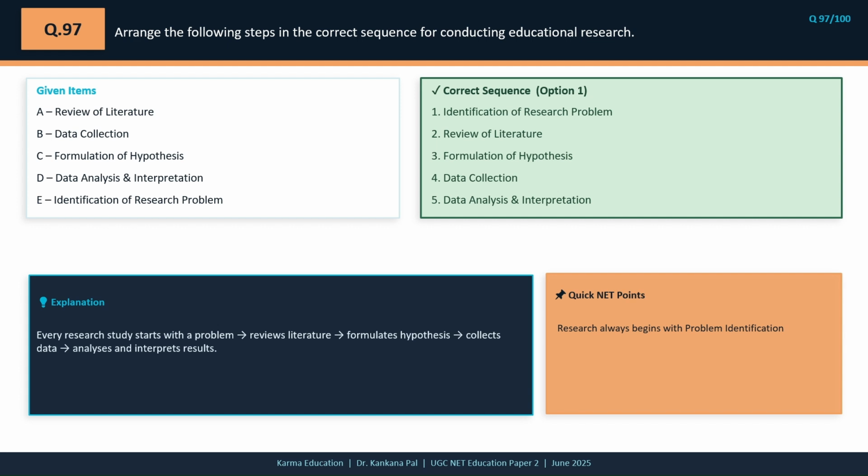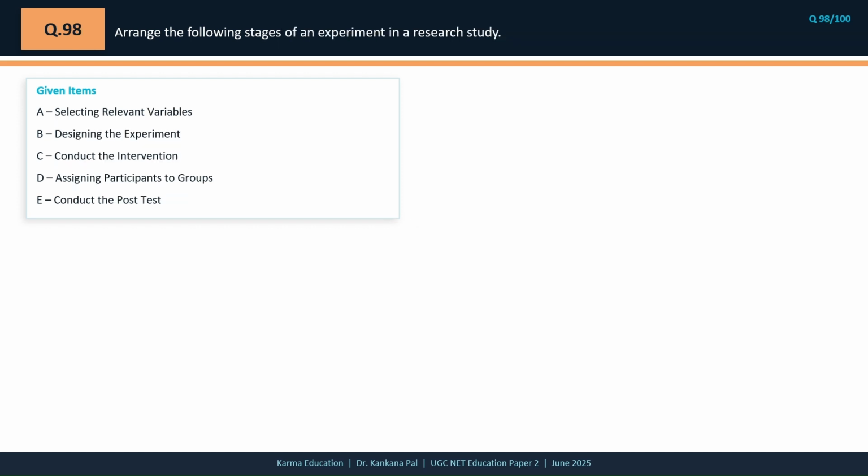Well, every research study starts with a problem. After reviewing literature, a hypothesis is formulated, data are collected, and finally analyzed. A quick NET point: research begins with problem identification. Now let's see question number 98. Question number 98. Arrange the following stages of an experiment.